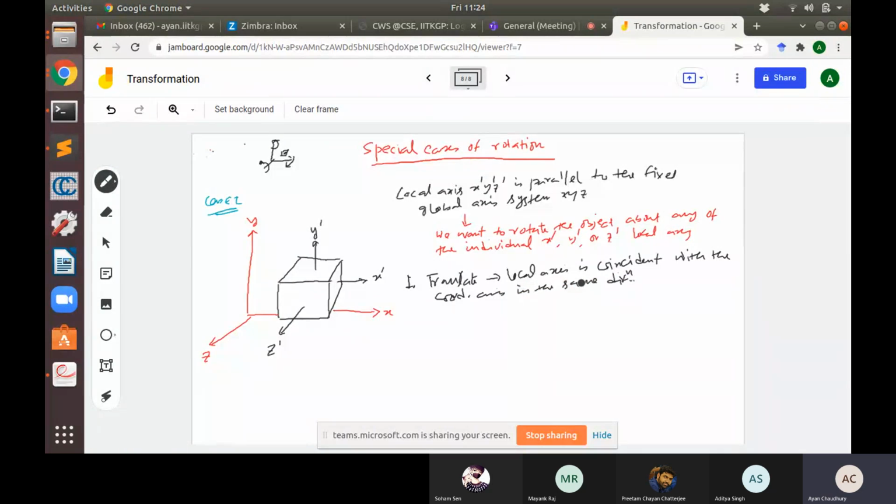So if we are trying to rotate around the y-axis, what will we do? Let's say this is your global system, and let's say this was your local system. What we'll try to do is transform it to here. So it will be something like this.